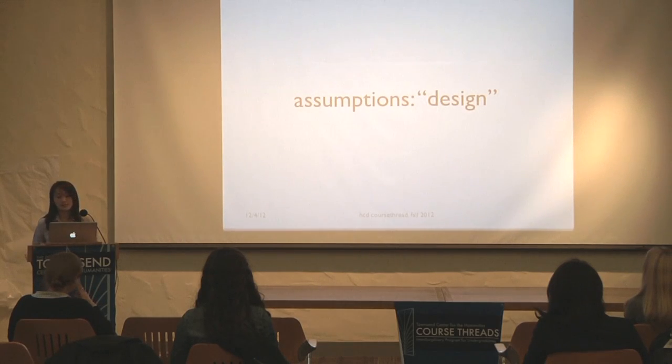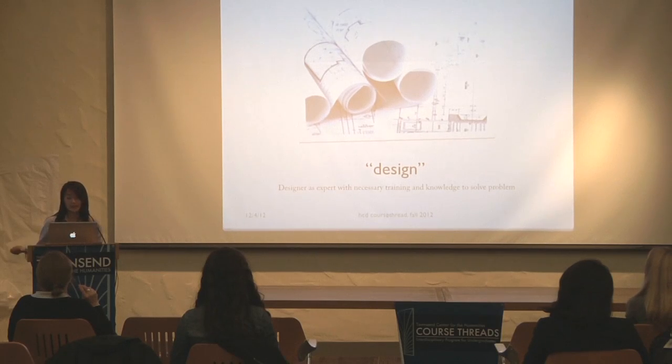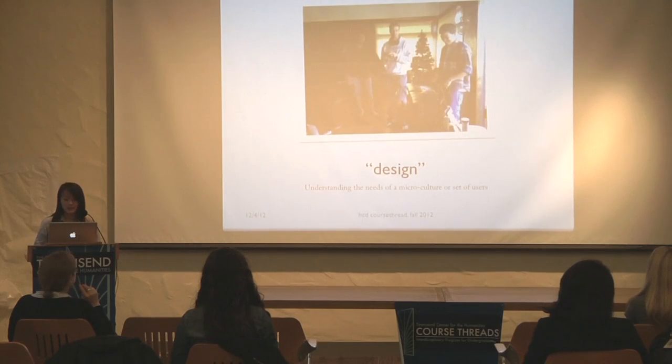So my assumptions in this class were about design. I think a lot of times we look at design as the designer is the expert. You could also replace this with the word engineer. The designer or the engineer is the expert and has the necessary training and knowledge needed to solve some problem. And I think design is a little bit more complicated than that. We also need to understand the needs of a microculture or a set of users who will be using the product or the technology or the building. This is just some of the people who lived at Agora. They're playing, I don't know if you can see, but they're playing with a remote control helicopter, and I thought it was representative of the culture in the house.